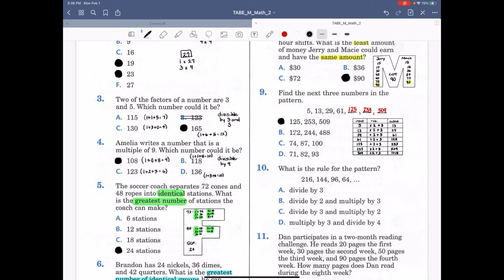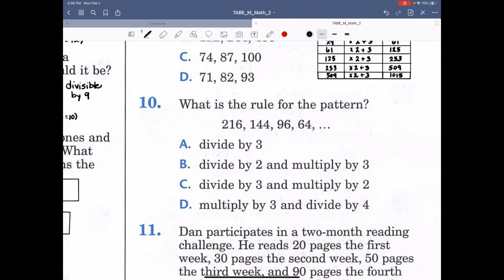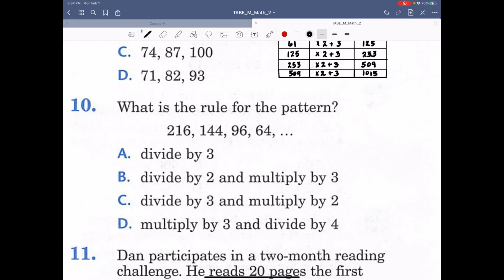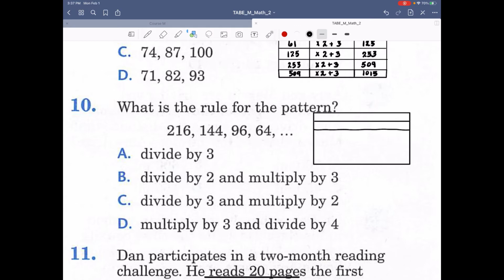Okay, number 10, we have another pattern. It says, what is the rule for this pattern? And I have 4 inputs. So let me see if I can make a table. It doesn't need to be very big. I need 5 rows. So we have 1, 2, 3, 4, and then there's the 5th one. I'll take off this bottom. Okay, and we're looking for the rule this time.